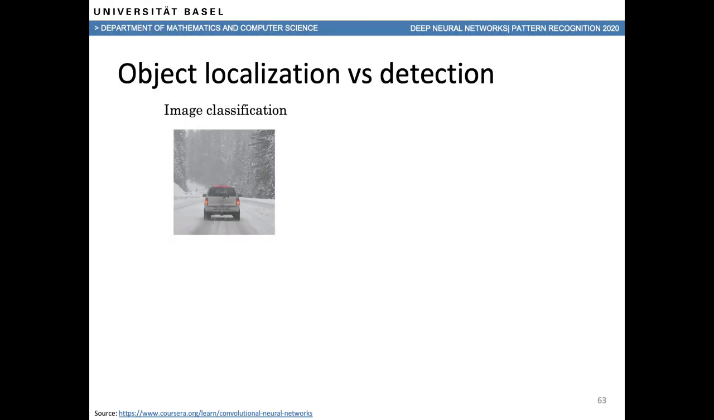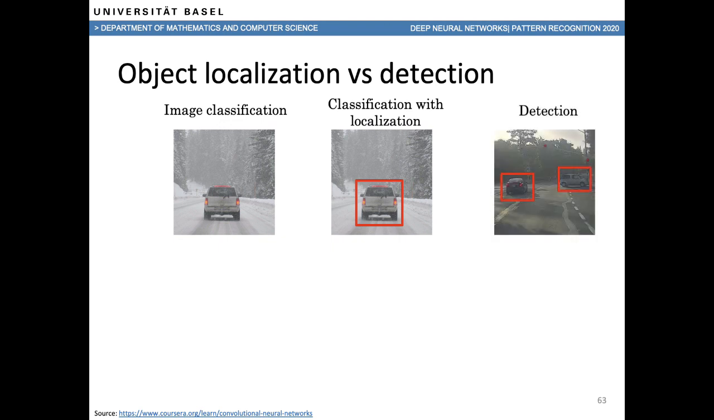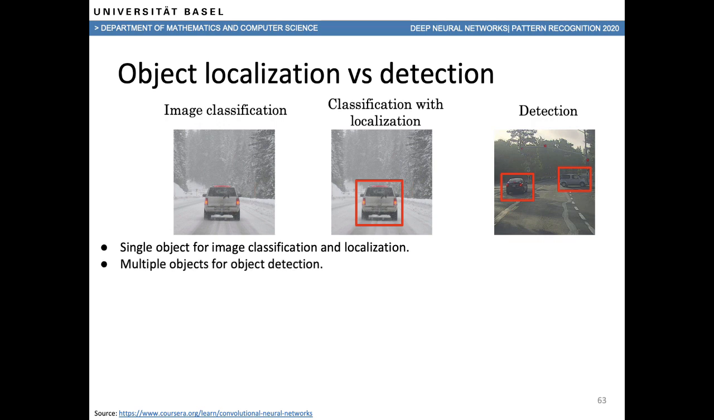So let's try to look at what possibilities there are to go beyond simple image classification. So here we have an image of a car. With this, we might be able to do image classification and classify this image as a car. Then we can do classification with localization. And finally, we can do what is known as detection. And the difference here is that single objects, that's what we're looking at for image classification and image localization. And multiple objects, that's what we're looking for in image detection.